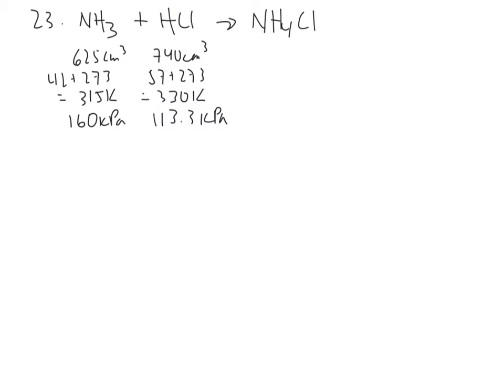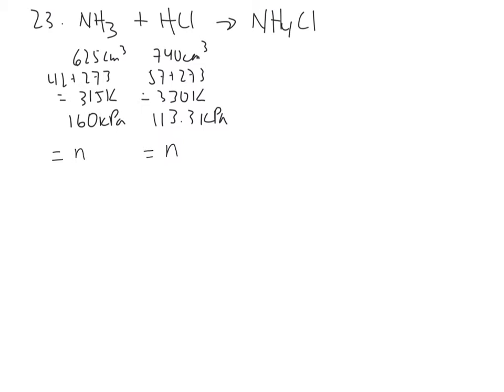For number 23, you have two gases reacting to give you ammonium chloride, but they're not under the same conditions, so when they ask which reactant is excess and which is limiting, I have to convert these both to n. I have to find my number of moles of each using PV equals nRT.